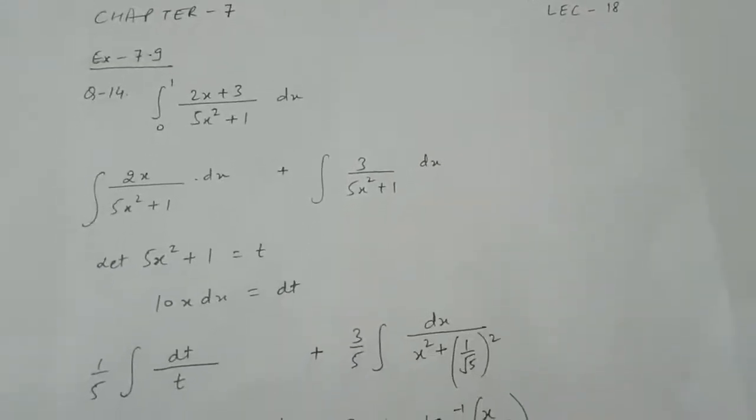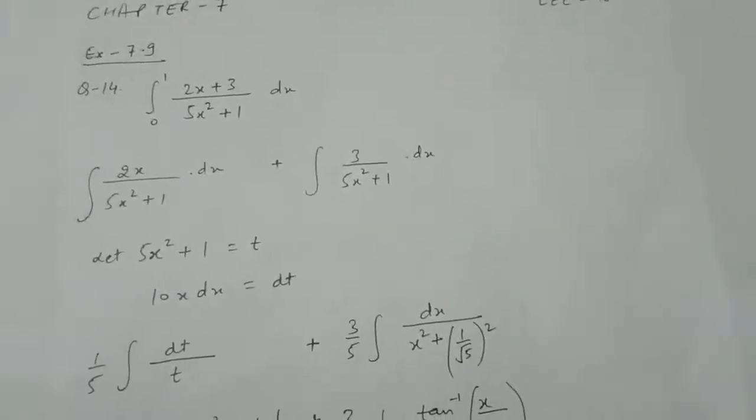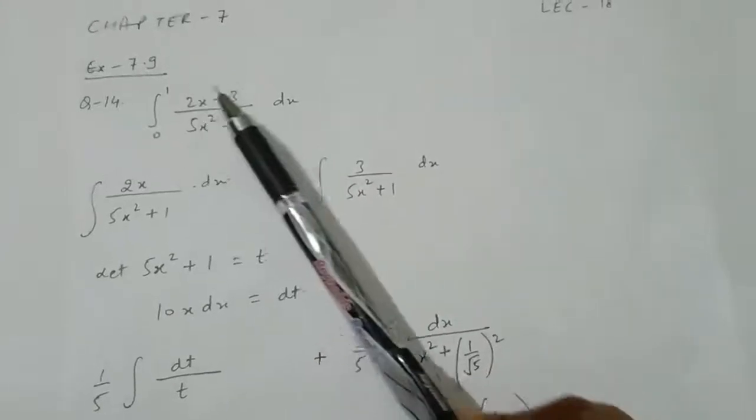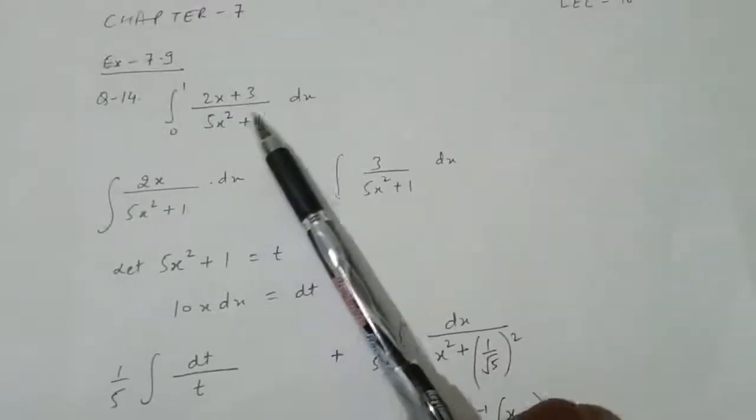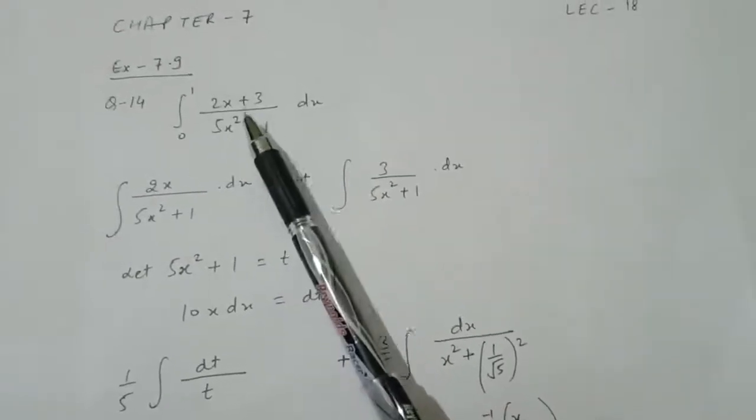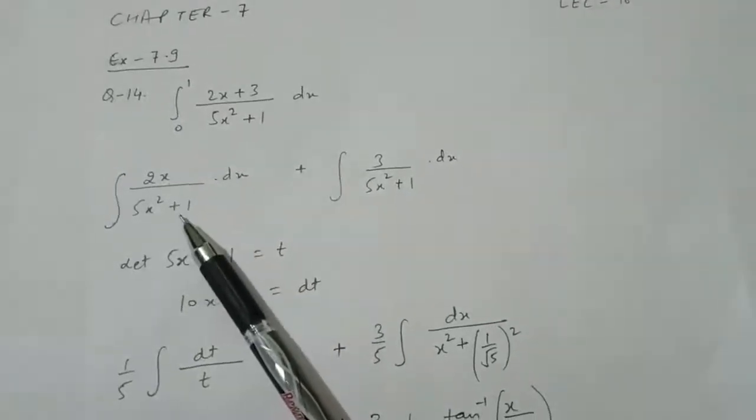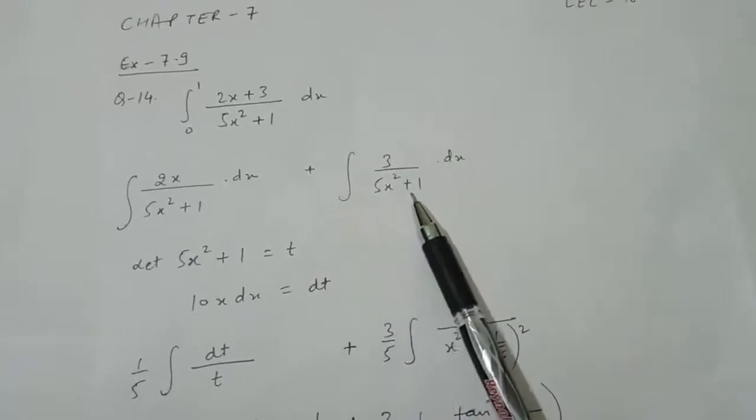Question number 14 is the integral of (2x plus 3) upon (5x square plus 1), and the limits are from 0 to 1. So first of all we have to find the antiderivative or the integral of this function, right? So writing this function as 2x upon 5x square plus 1 plus 3 upon 5x square plus 1, right?